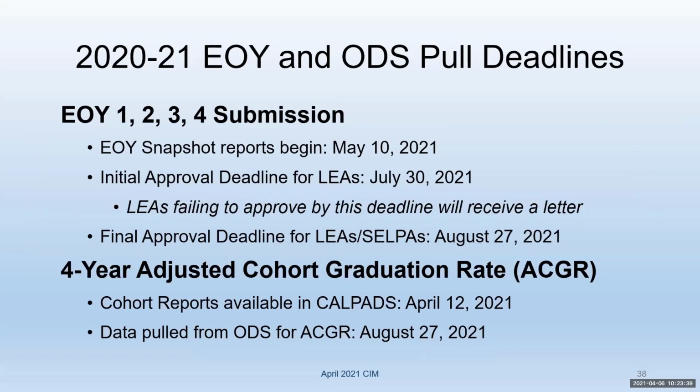Of note is that your initial deadline for end of year is July 30th, and the LEAs that don't approve by that date do get a letter to their superintendent. So that's a good date to have in your calendar, and make sure you're approved by that date.